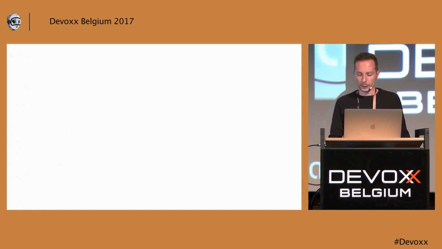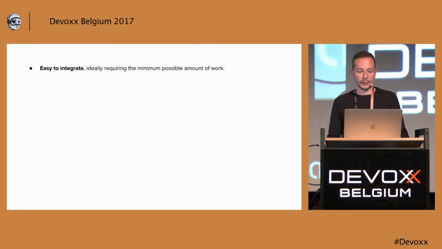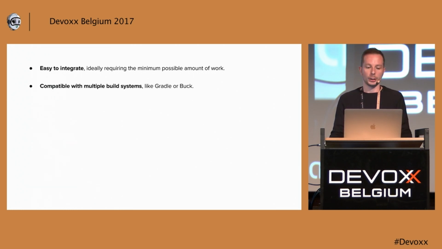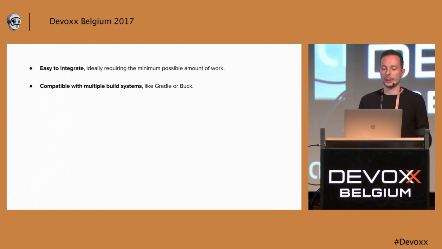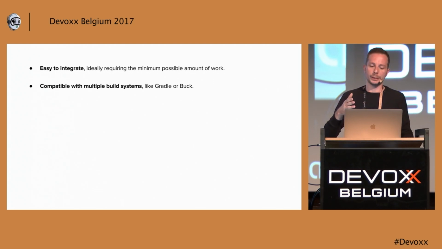So let's talk about some of the requirements. First of all, it has to be easy to integrate. Ideally, it should require the minimum possible amount of work. Developers want to focus on the features. It should be compatible with multiple build systems. This is very specific to Uber because we migrated from Gradle to Buck in the Android environment, so we needed it to work with both build systems.